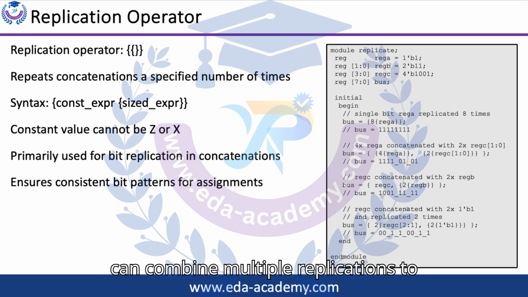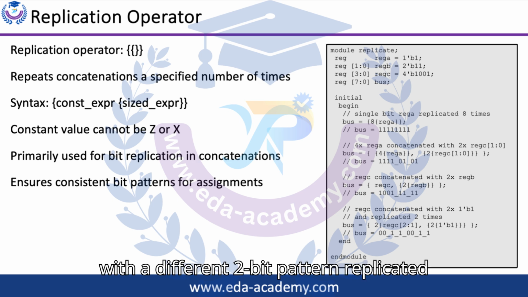You can combine multiple replications to create more complex bit patterns. For instance, you might replicate a single bit 4 times, then concatenate that with a different 2-bit pattern replicated twice. This way, you can create a well-structured 8-bit output, depending on your design needs. By mastering the replication operator, you can efficiently manage and manipulate bit patterns in Verilog.